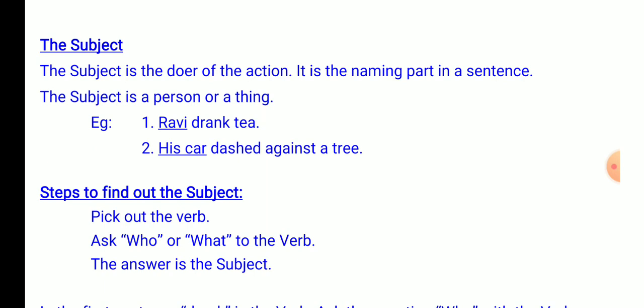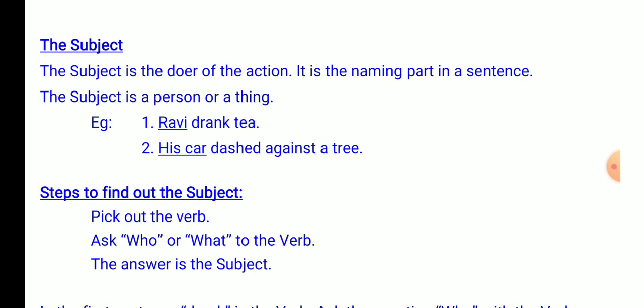Look at the 2 examples I have given. The first example is Ravi drank tea. In this sentence, Ravi is the subject. The second example is his car dashed against a tree. In this sentence, his car is the subject.